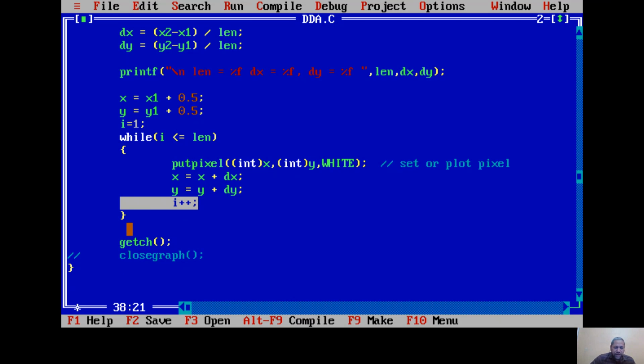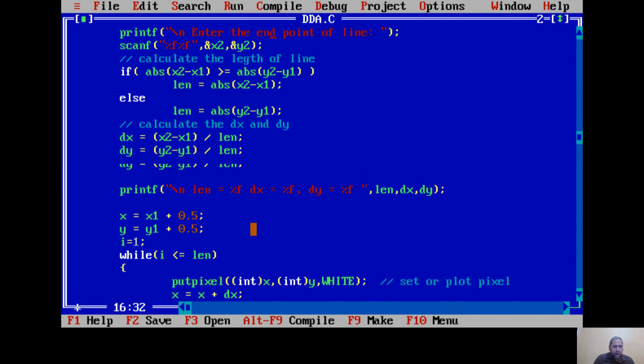After that, I'm going to use the getch function to see the output on my screen. And after getch, as I have initialized the graphics, I should go for closegraph. The closegraph is used to close the graphics mode. So this is my simple C program.